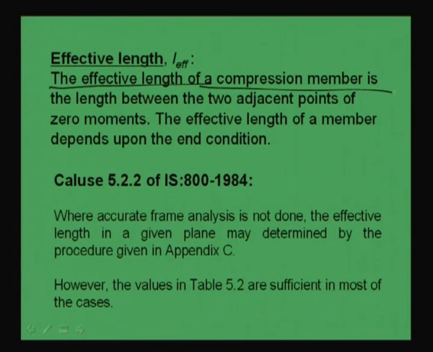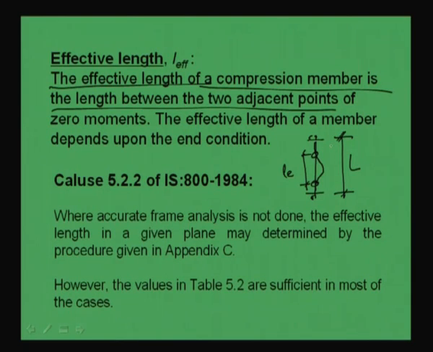Now effective length is important to consider for the slenderness ratio of the column or compressive member. Because when we calculate the buckling force, the force which comes due to buckling, we need to know the slenderness ratio, and accordingly the buckling forces will develop. Now the effective length of a compression member is the length between the two adjacent points of zero moment. That means if we have a column like this, and if moment is developing like this, then the points of contraflexure will be here and here. That means zero moments will be here and here. So the effective length will be this one, whereas the capital L will be the total length.